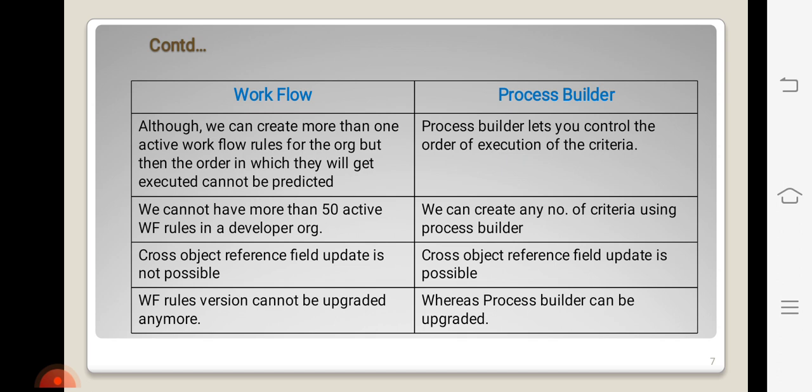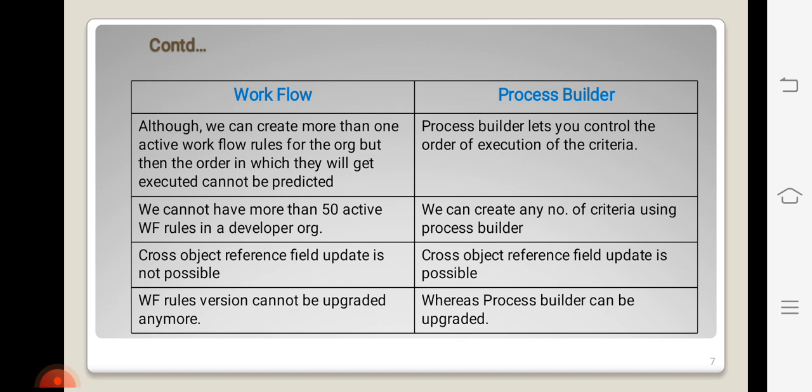Process builder lets you control the order of execution of the criteria. In workflow rule, we cannot have more than 50 active workflow rules in a developer org. In case of process builder, we can create any number of criteria using process builder. Cross-object reference field update is not possible in workflow. Cross-object reference field update is possible in case of process builder.